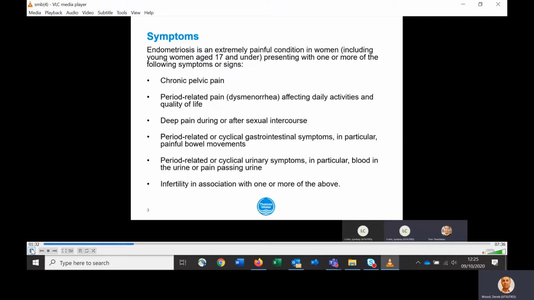You can also get period-related or cyclical urinary symptoms, so blood in your urine or struggling to pass urine, so a lot of pain there. And in severe cases it can also cause infertility, but you will get these other symptoms in conjunction with that.